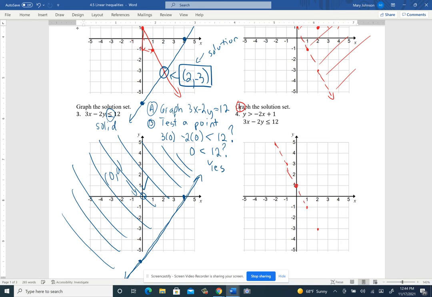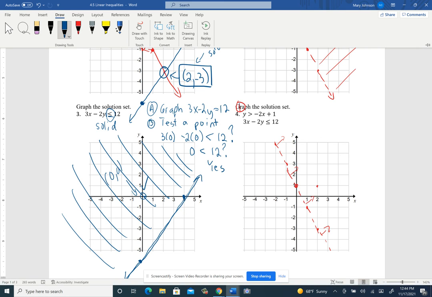But what I like to do on these, before I do my shading so it doesn't get too messy, is rather than showing all that shading, I know that I already tested that 0, 0 and it worked. So on that side, I'm just going to put some littler arrows for now until I make the final determination, because for this one, I need the points that work on both the first and second equation. So I like to wait before I put my final answer.